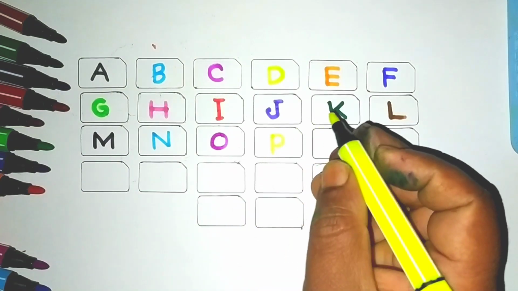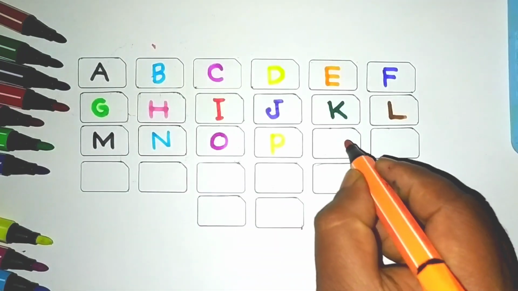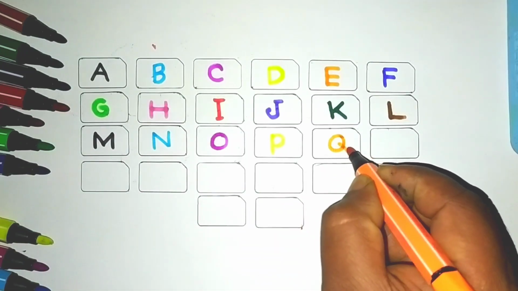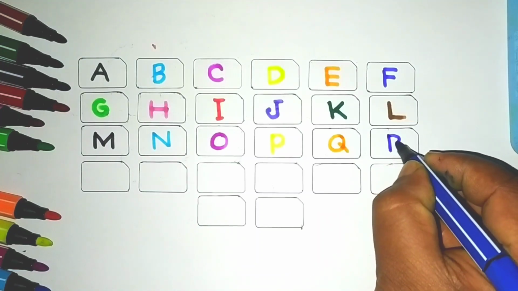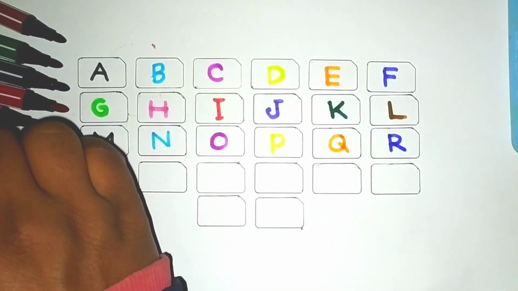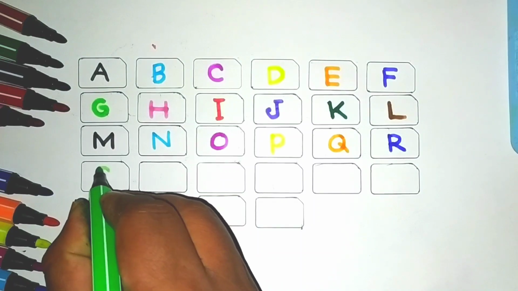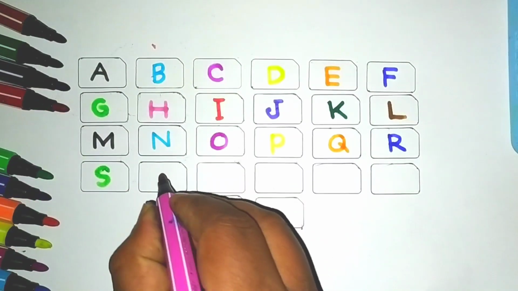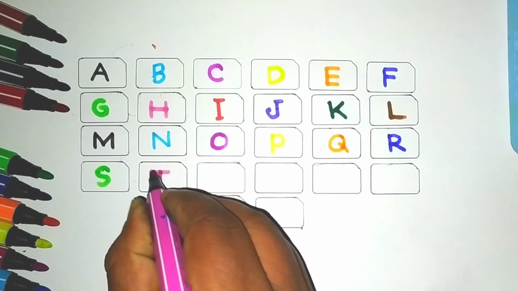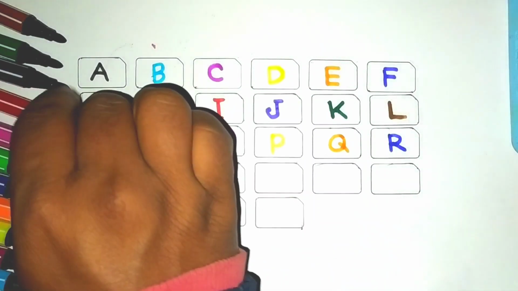P for parrot, pa pa pa. Q for queen, ka ka ka. R for red, ra ra ra. S for snake. T for tiger, T for tiger.